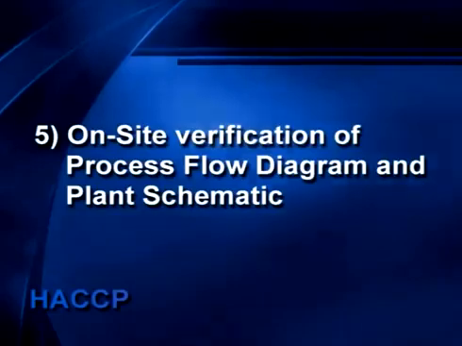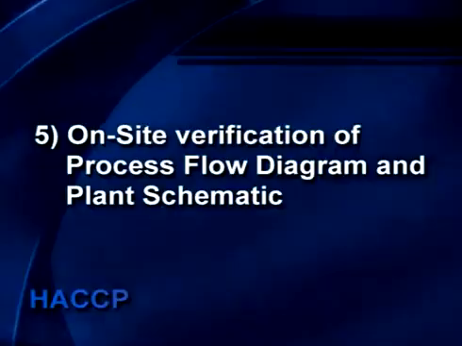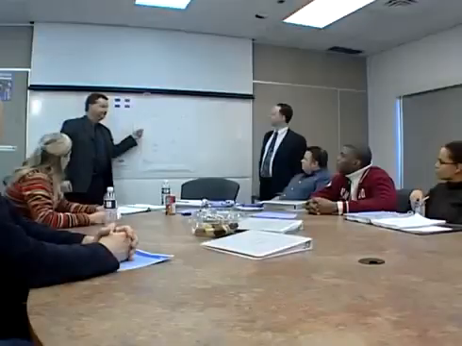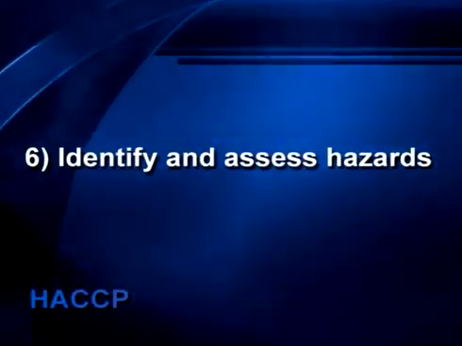Step 5 of setting up a HACCP system is to check the process flow diagram and plant schematic for accuracy and to make sure that no processing steps have been left out. This verifies any assumptions about product movement and employee activities. Now, the sixth step is also the first principle of HACCP. It is to identify and assess hazards with the incoming materials, such as ingredients, the processing line, and the processing environment. Your objective is to identify all potential hazards that are a threat to consumer safety.